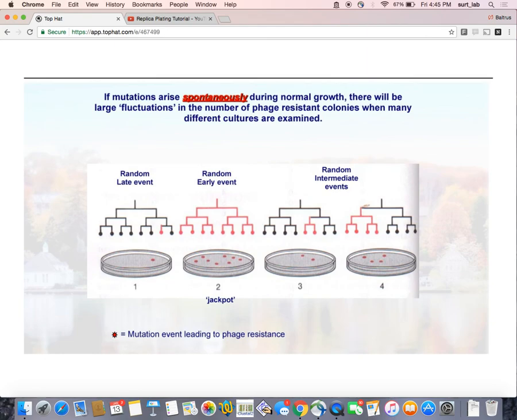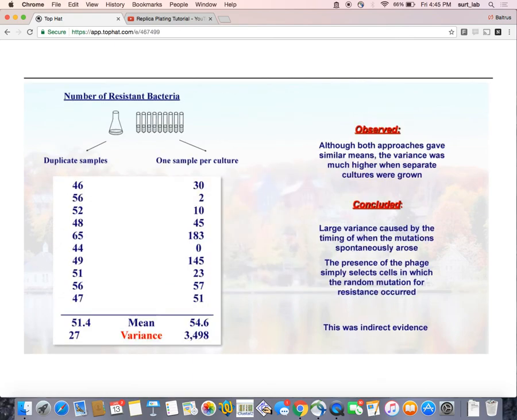And so on and so forth. If you got intermediate events, you might get 2 mutants, 4 mutants. Same, only one mutation is happening, but it's happening at different points in cell division during that culture. So you get different numbers on the plates afterwards.